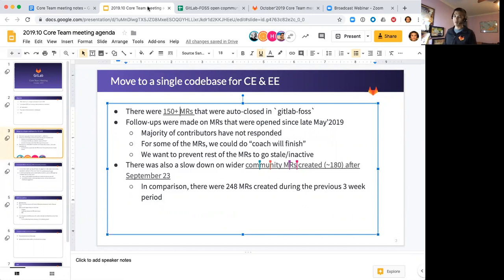I normally see about 7 to 10 per day that get labeled by the bot, and we seem to be back to somewhat the normal volume. So hopefully that hasn't caused a whole lot of confusion. For people who are on Gitter on a regular basis, somebody posted a few days ago, asking what happened to the CE repo, and another community member chimed in and reminded them about the single code base move.